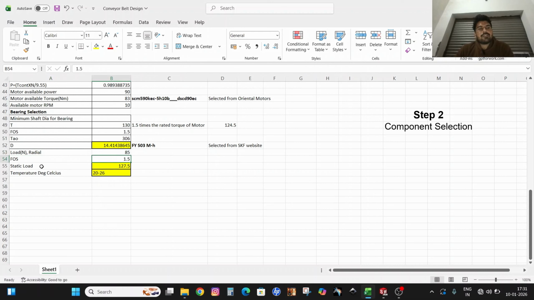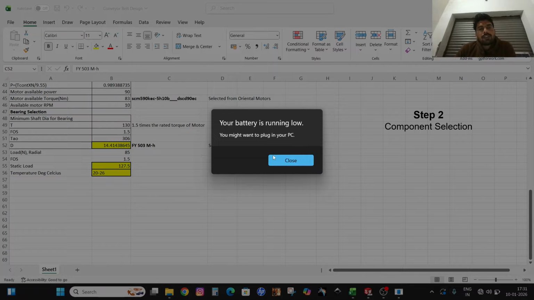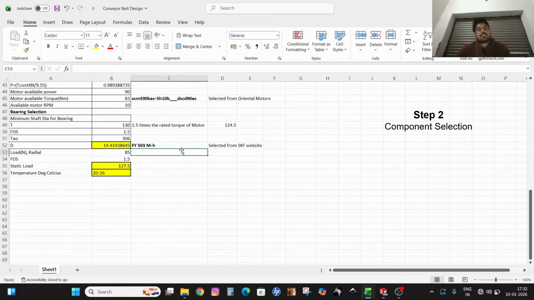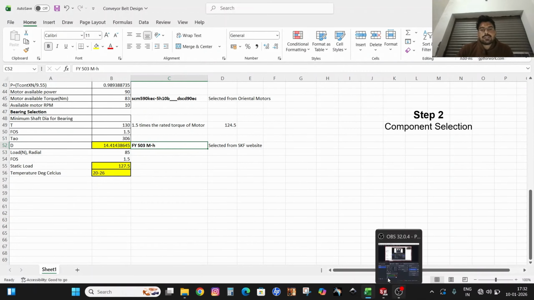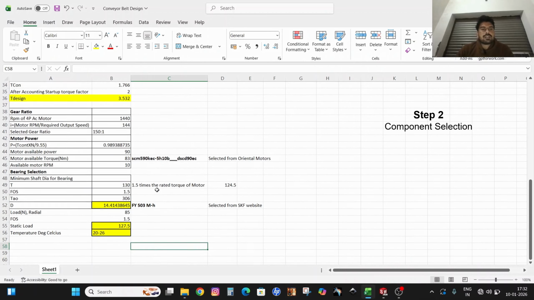The radial load is 85 Newtons, the factor of safety is 1.5, and now the static load is 127.5 Newtons. The operating temperature range will be in-house, meaning it will operate at around 20 to 26 degrees. The bearing selected from the SKF website is FY503MH. This is my bearing. So this concludes the component selection phase.